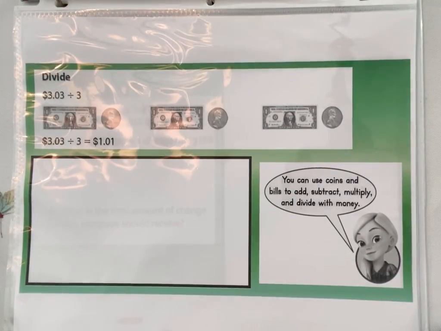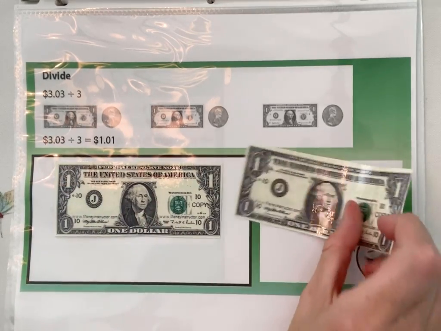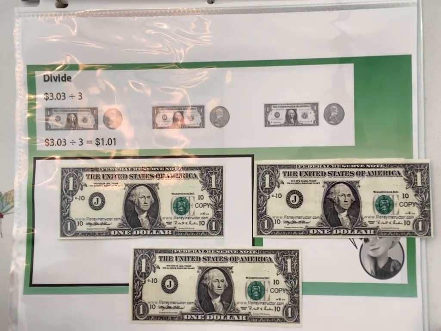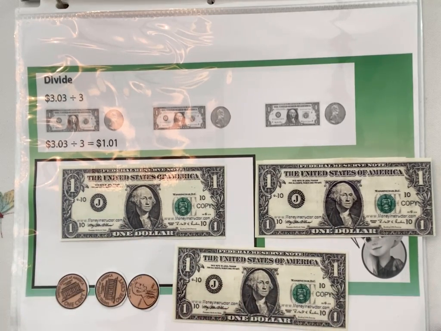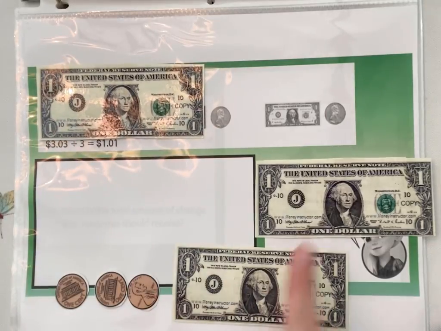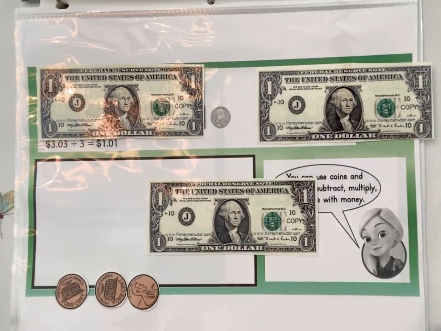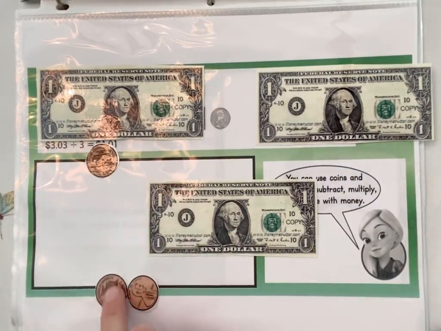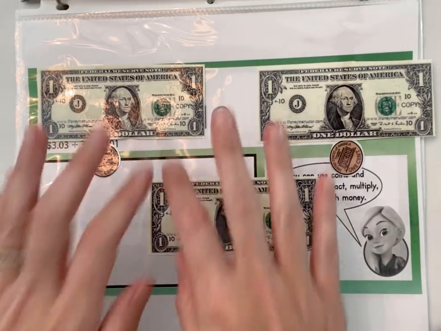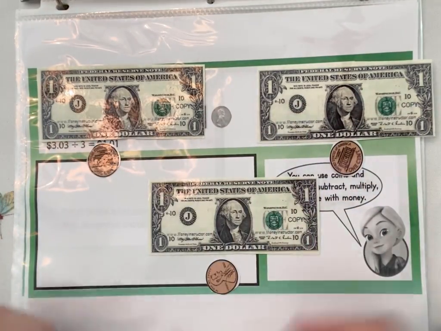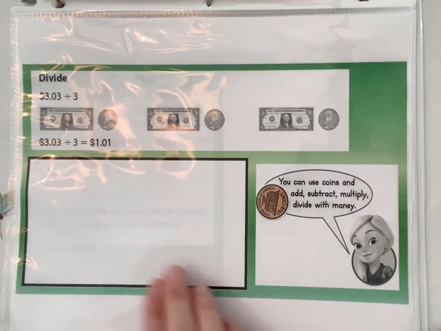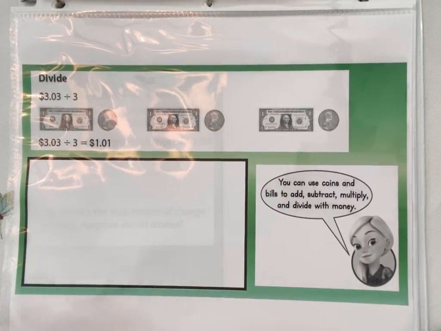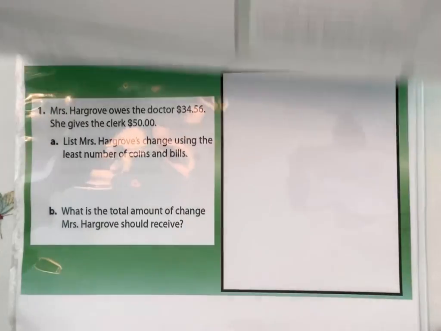We can divide. If we had $3.03 and you had to split this up between two friends, you and two friends split this money, well, one friend would get $1, one friend would get $1, you would get $1, and you would each get a penny. So we're dividing our money. Each of us would get $1.01. So we can do all kinds of things. We can multiply, we can add, subtract, and divide.